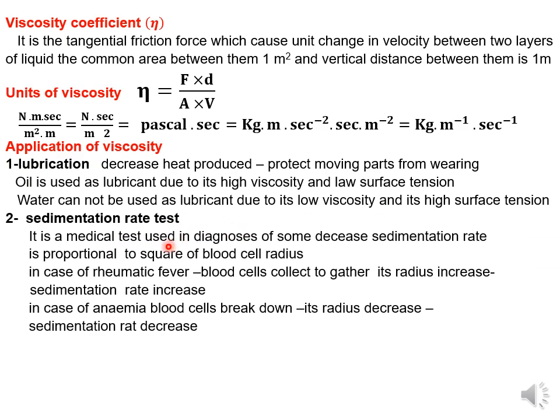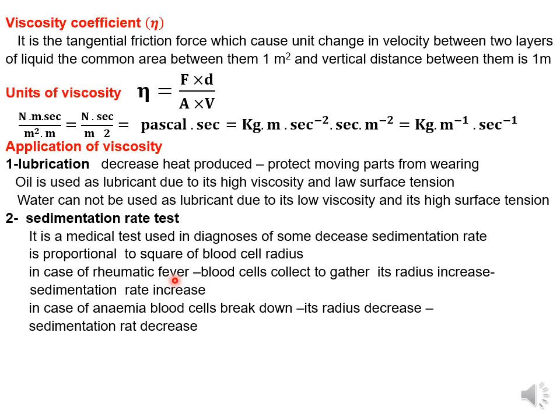Sedimentation rate test is a medical test used in the diagnosis of some diseases. Sedimentation rate is proportional to the square of the blood cell radius. So as the blood cell radius increases, the sedimentation rate increases.